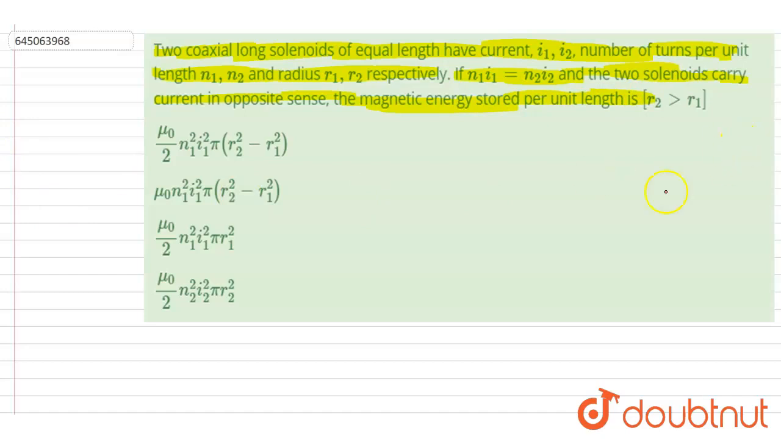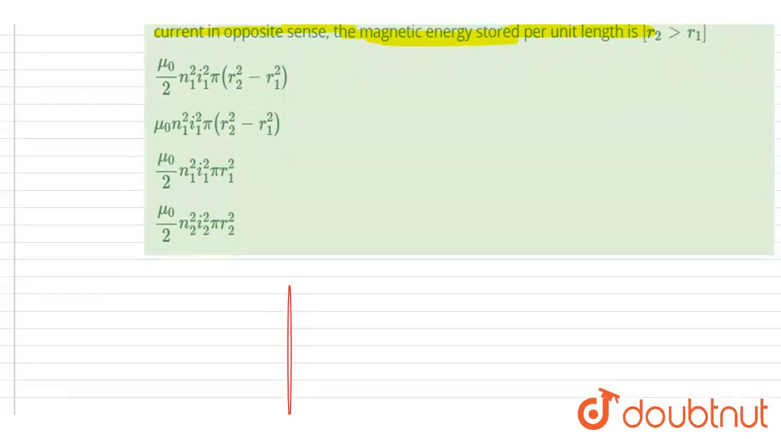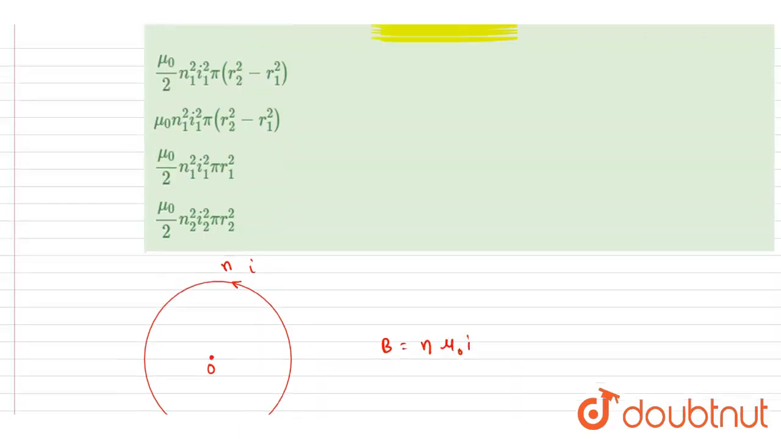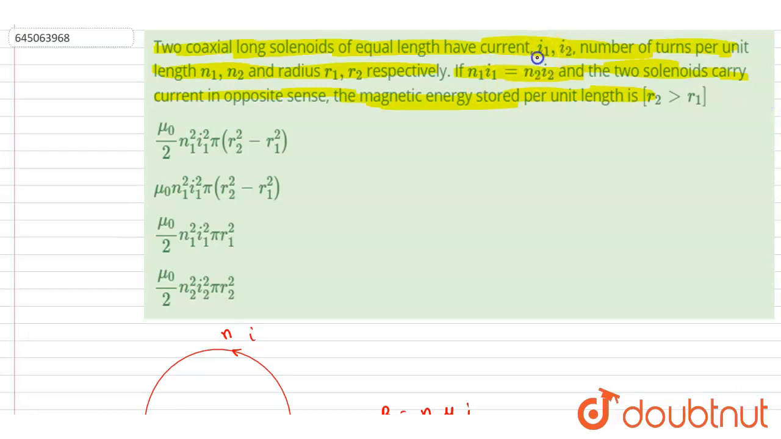So if you see, there are two solenoids, right? And if you see the top view, let's say we are talking about the magnetic field inside a solenoid. It has n turns per unit length and current I, so the field will be mu naught N I in between the solenoid. There are two solenoids with current I1 and I2, radius R1 and R2.